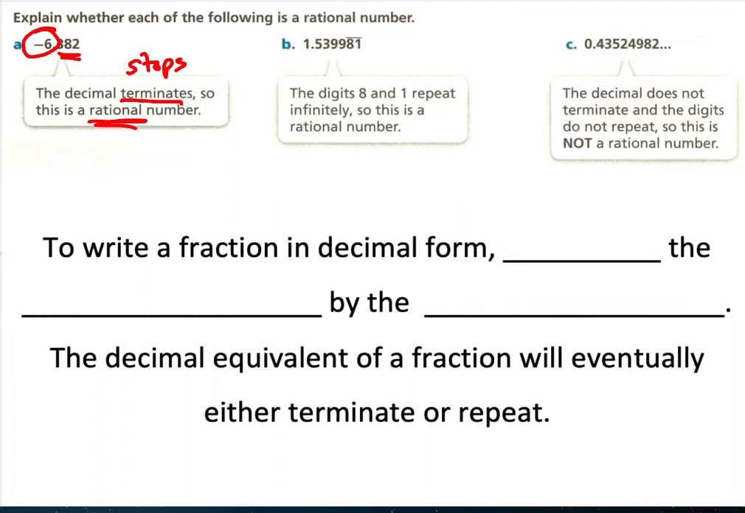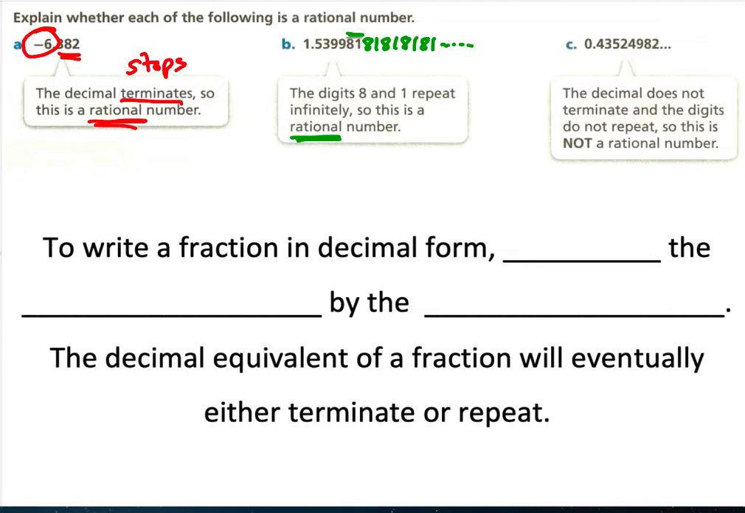In the next one, you'll notice we've got a lot of decimal, but then at the end, they put that little bar notation on the top to say that 81 is going to keep repeating. So what that means is we're going to get 1.5399818181. That 81 is going to keep repeating over and over and over again. So we put that little bar over the part of the number that repeats to show us that's going to keep going on and on forever, which makes it a rational number because it is a repeating decimal.